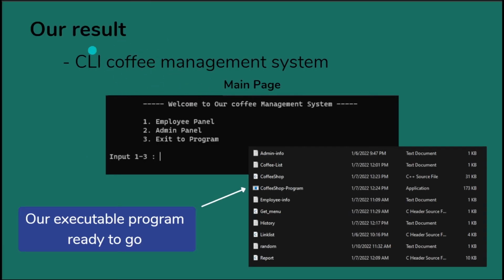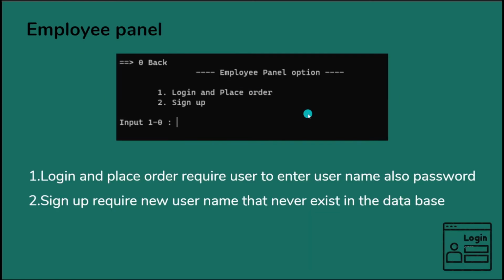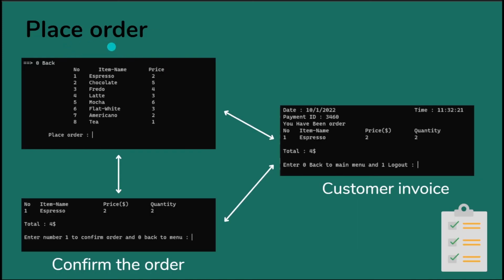This is our result for the cafe, our CLI coffee management system. Here is our main page and our program. This is our employee panel. They can log in and place an order, but in order to log in, they have to enter a username and also the password. For the sign up option, they will require a new username that never exists in the database. Here is the place where we place the order for the customer.